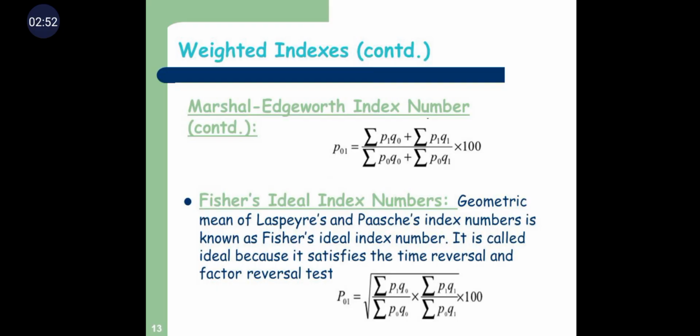The next one is the Fisher index number. The geometric mean of Laspeyres and Paasche index numbers is known as the Fisher ideal index number. It is called ideal because it satisfies the time reversal and factor reversal tests. So P01 is equal to summation P1 Q0 divided by summation P0 Q0, into summation P1 Q1 divided by summation P0 Q1, into 100. That is the whole root.